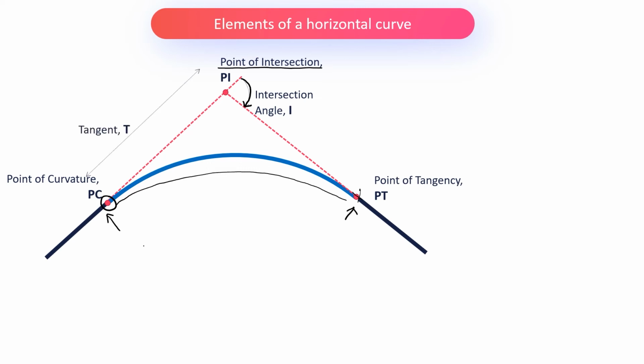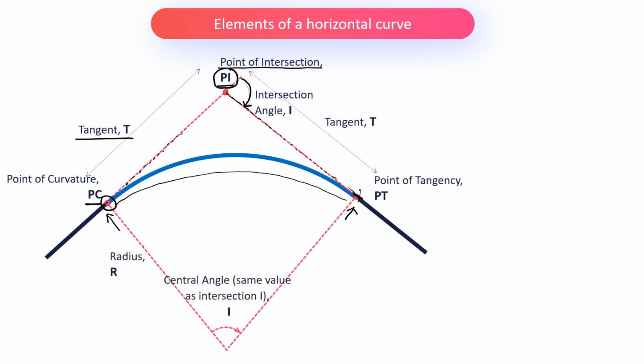And this distance from PC to PI is called the tangent length, or T. And we have two tangent lengths, right? So if you draw the tangent at this point, then it is what this dotted lines are representing. And again, if you draw a tangent at this line, then it is what this dotted lines are representing. And they meet at a point which is called the point of intersection. Okay. And you can see that this is the radius of the curve. And this thing, if I continue this, then it would actually form a circle, right? So the horizontal curve is a part of a circle. It's an arc of the circle.